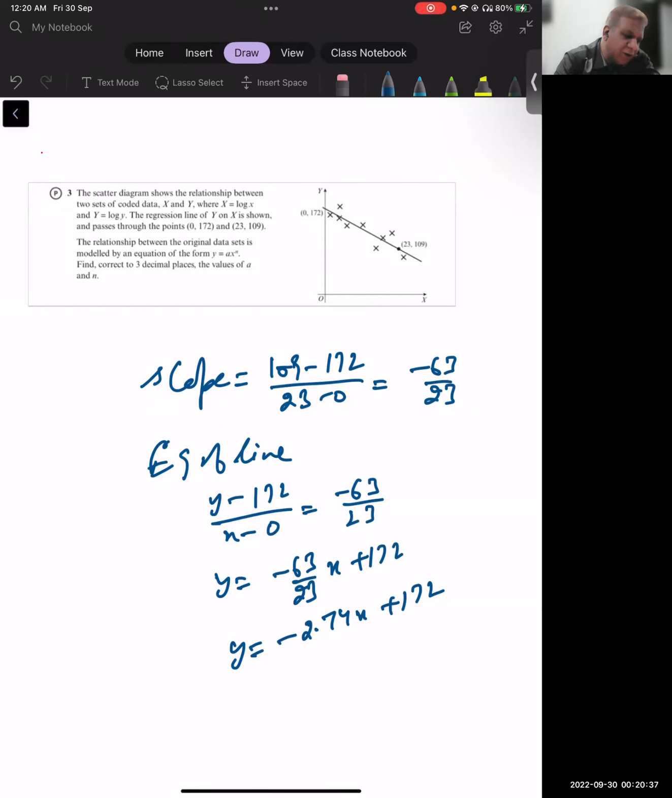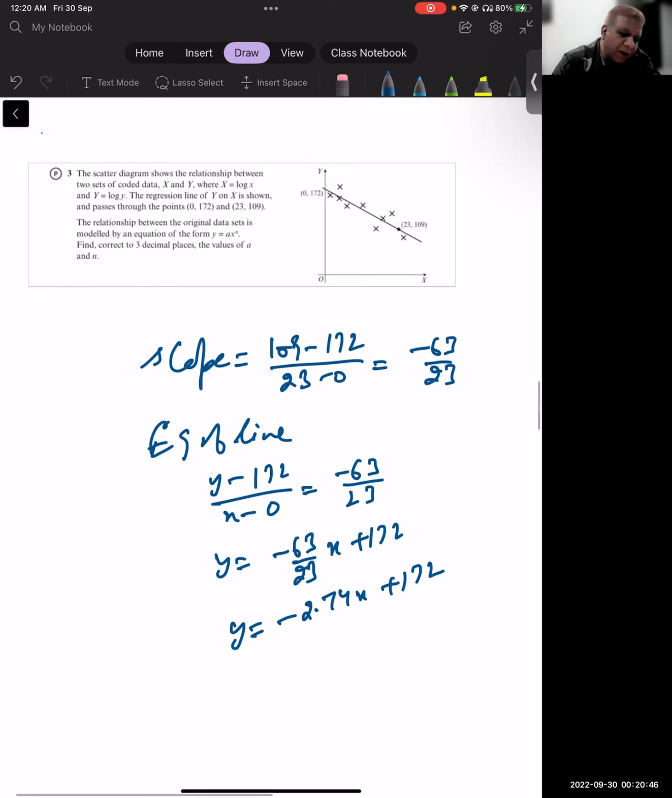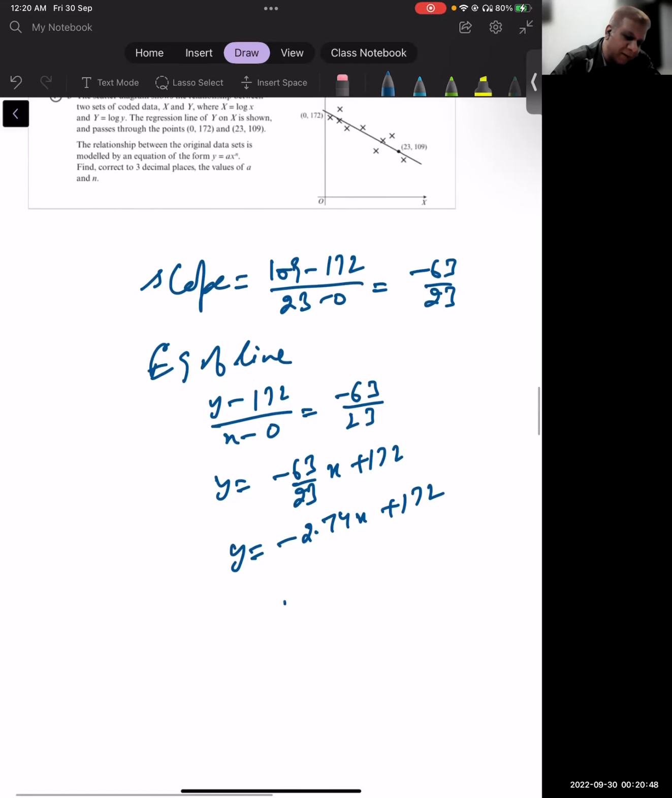The relationship between the original data set is modeled by an equation in the form of y is equal to ax to the power n. Now, can you tell me the value of a and n up to 3 decimal places? So A is 172 and n would be minus 2.74.